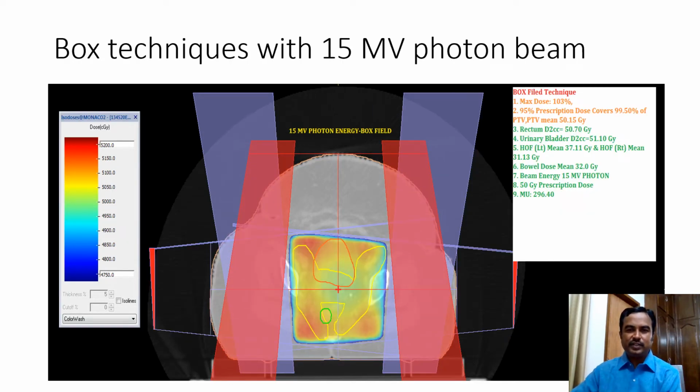This slide shows the box technique normally used for the treatment of pelvis. The advantage of the box technique is it covers the nodal area as well as the PTV, but it reduces the dose significantly to the bowel area. In this box technique, sometimes if needed to compensate for missing tissue, we will be using wedges in case of lateral fields. Very rarely we will use wedges in case of anterior fields. If you look at the maximum dose, it falls about 103%.